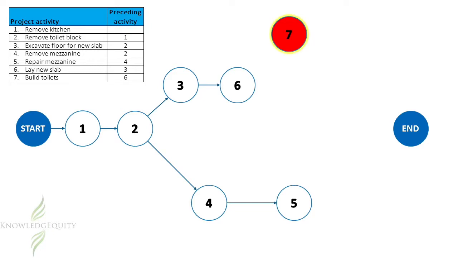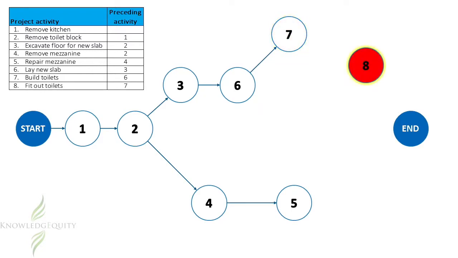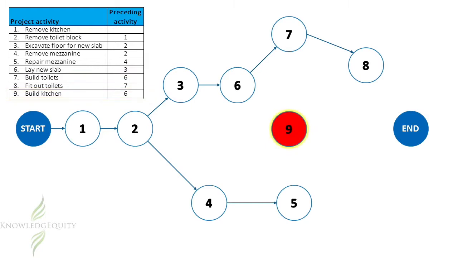Activity 7, build toilets, is dependent on activity 6, so we draw the arrow from 6 to 7. Activity 8 is to fit out the toilets. This activity occurs after activity 7 is completed, so we draw the arrow from 7 through to 8. Once again, we need to be careful because activity 9 is dependent on activity 6, not on 7 and 8. And if we get this wrong, we will confuse the paths. So we need to find activity 6 and draw the arrow from there to activity 9.